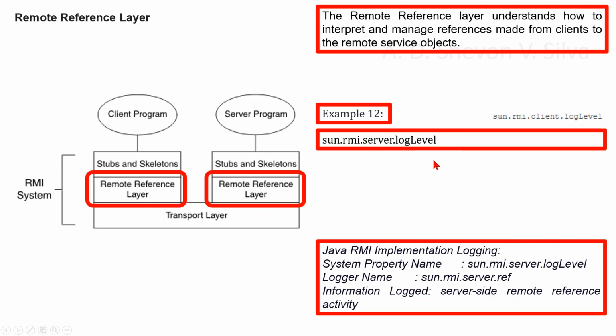Now we are considering Java RMI implementation logging. The system property name sun.rmi.server.logLevel, logger name sun.rmi.server.ref, information logged: server-side remote reference activity. As another example, the sun.rmi.client.logLevel property, the logger name sun.rmi.client.ref, information logged: client-side remote reference activity.